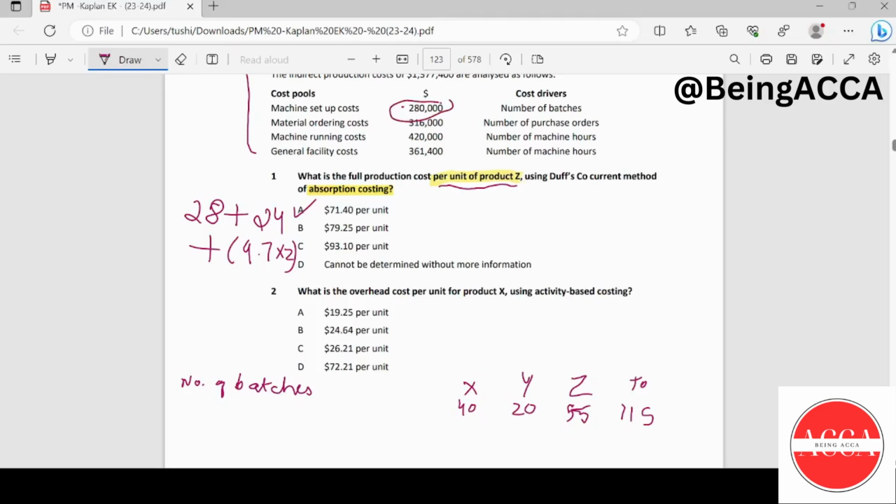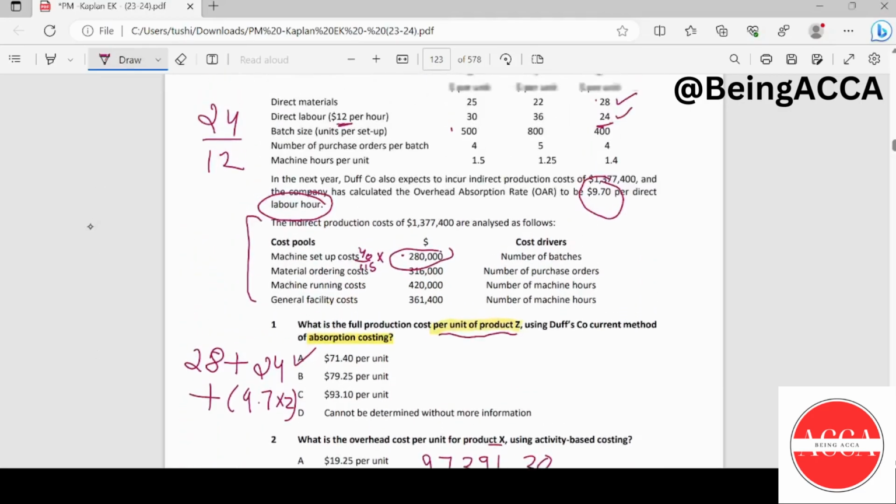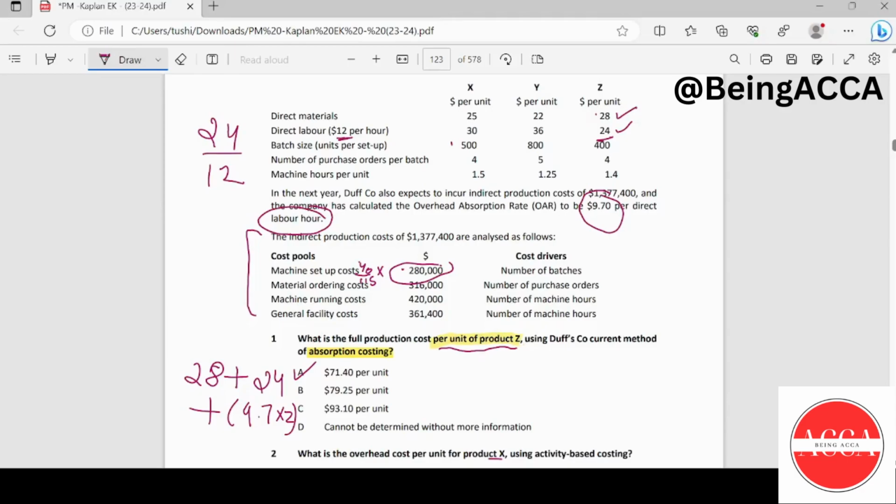So 280,000, I need to find out specifically for X, right? So for X we have done 40 setups. So 280,000 multiplied by 40 and divided by 115 is what I'm going to do to find out my machine setup cost for this product X. So this comes out to be 97,391.30.